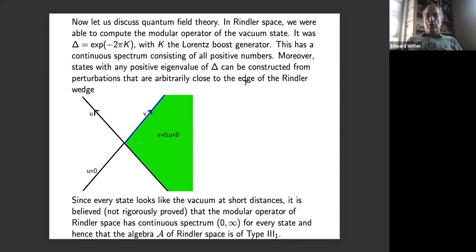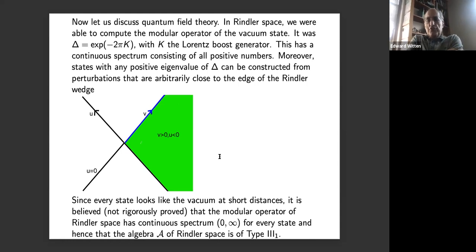Now let's go back to quantum field theory. In Rindler space, we were able to compute the modular operator of the vacuum state. It was the exponential of -2 pi times the boost generator K. That has a continuous spectrum consisting of all positive numbers. Moreover, states with any positive eigenvalue of delta can be constructed from perturbations that are arbitrarily close to the edge of the Rindler wedge.